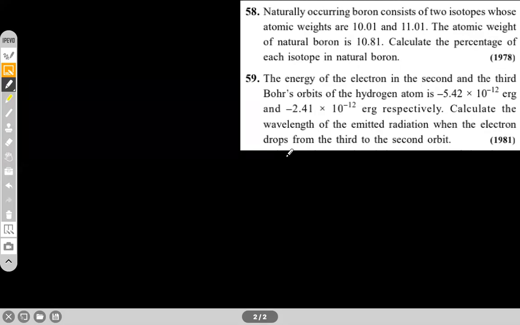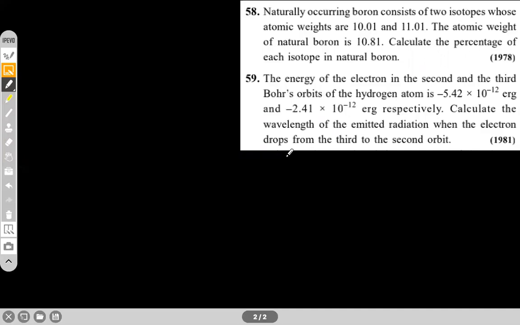The question is, naturally occurring boron consists of two isotopes whose atomic weights are given. The atomic weight of the natural boron is this. Calculate the percentage of each isotope in natural boron. Easy question. Everything is given, you just need to use the formula and get the answer.